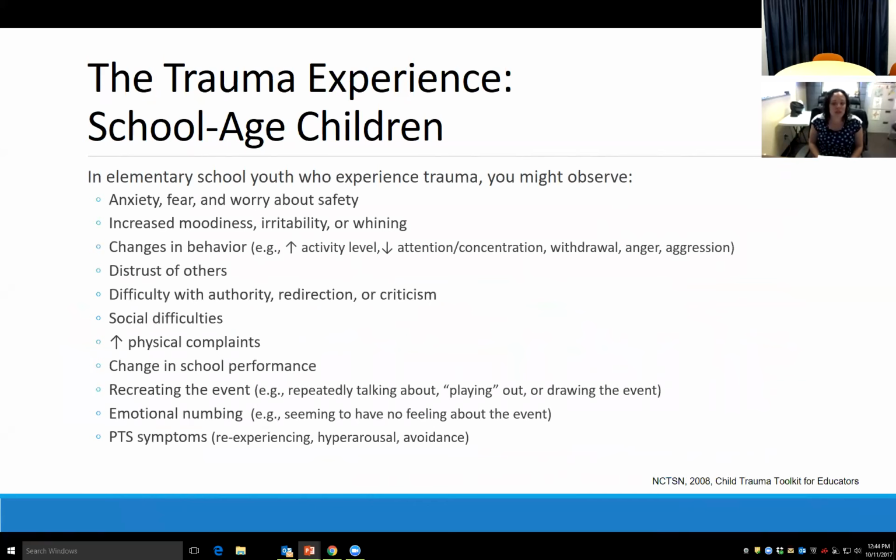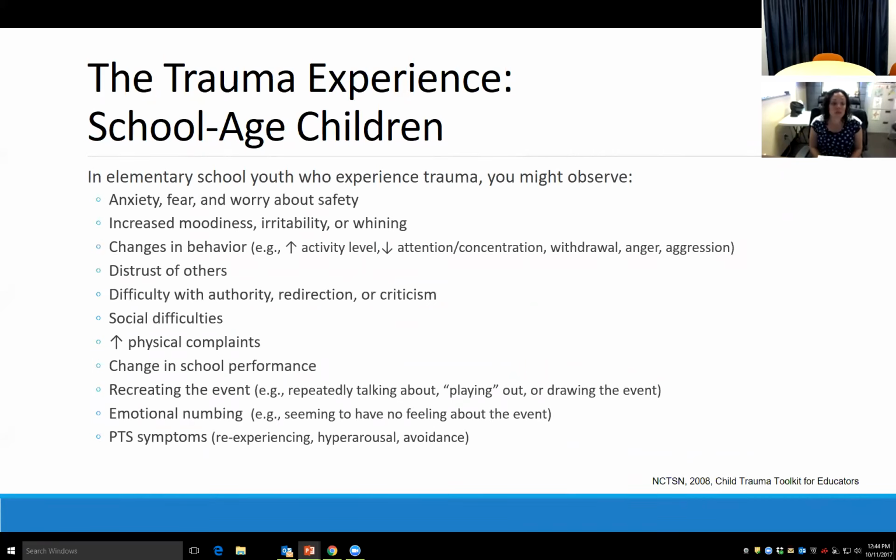So in elementary years, we see anxiety, fear, and worry about safety. We see more moodiness, irritability. We see increased activity level, more concentration difficulties, aggression and anger, and sometimes withdrawal. We see distrust of others and social difficulties, which could be related. We see difficulties with authority or with redirection or criticism. We tend to see more physical complaints, so a lot of trips to the nurse's office. We see change in school performance.